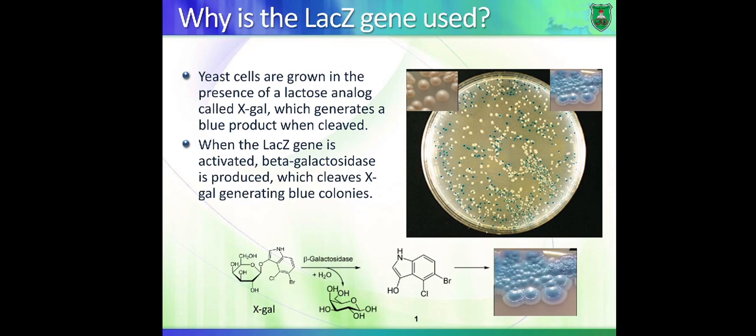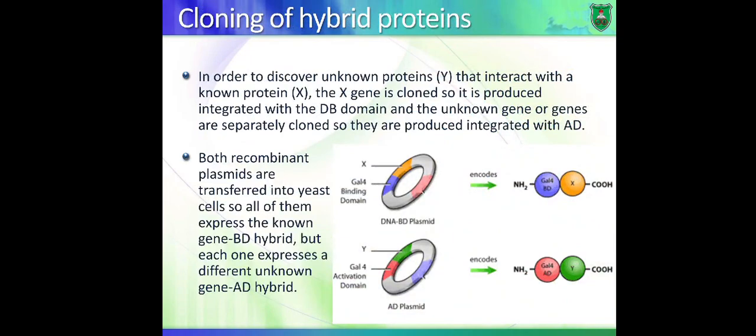Okay, now, why is it that the beta-galactosidase enzyme is produced? Because the gene is active. The LAC-Z gene is active. Why is it that the LAC-Z gene is active? Because the GAL4 binds to the UAS element. Okay, now what we do now is the following.